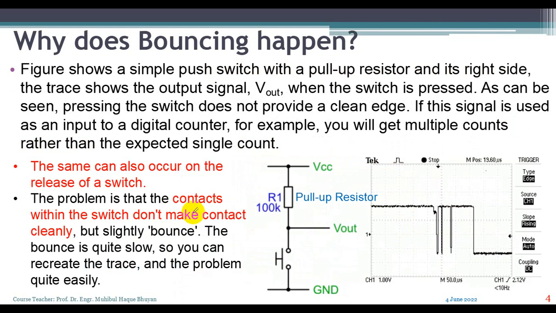The figure shows a simple push button with a pull-up resistor on its right side. The trace shows the output signal Vout when the switch is pressed. Look at over here. This is the mechanical switch, and when the switch is pressed, look at over here. These are the noise: high, low, high, low. Okay, before we get a clean transition, we get multiple effects. As can be seen, pressing the switch does not provide a clean edge.